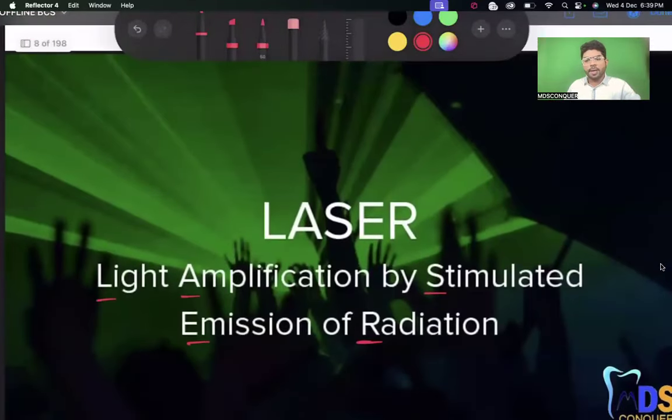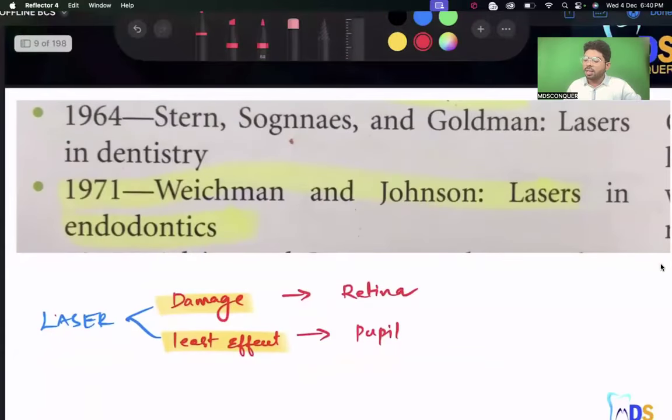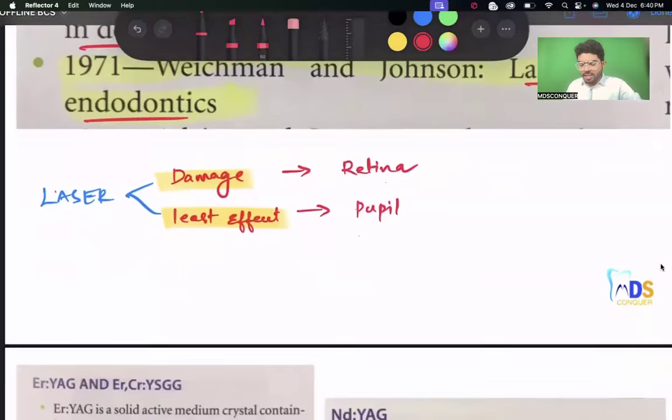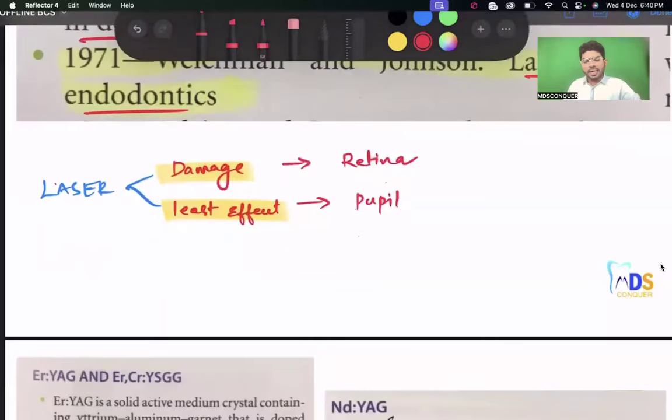Okay. So next I want to focus a little bit on lasers. The full form of laser is light amplification by stimulated emission of radiation. If you want, you can make a note of the scientists who are concerned with lasers in dentistry and lasers in endodontics. One frequently asked question is, whenever you use lasers, or whenever you use these light curing devices, the most common part of the eye that is damaged is which part?